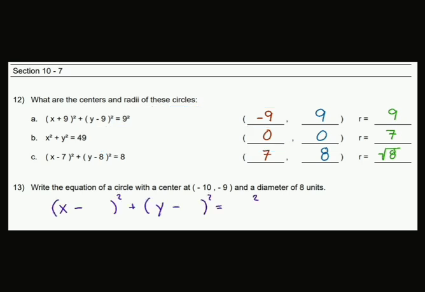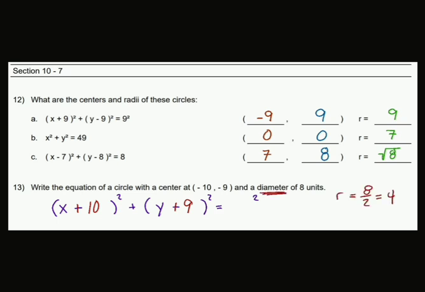Now, to find the equation of the circle, first we're going to write the bare bones of the equation. So we have parentheses, x minus something squared plus y minus something squared equals something squared. The x is negative 10, so when it goes into the parentheses, the negative sign cancels out the minus sign, making it positive 10. Same thing happens with the negative 9 for the y.